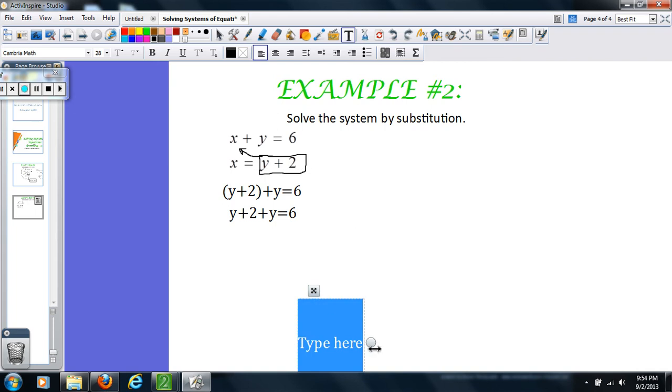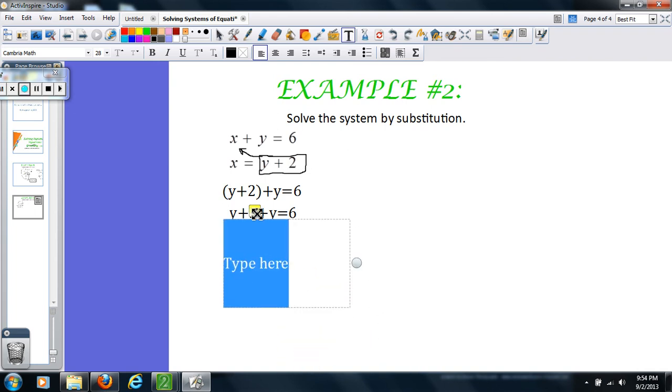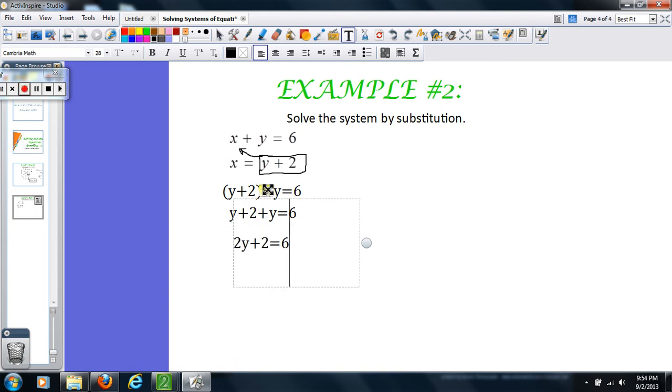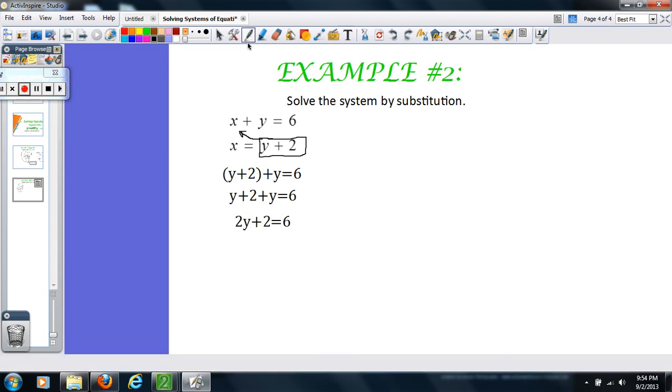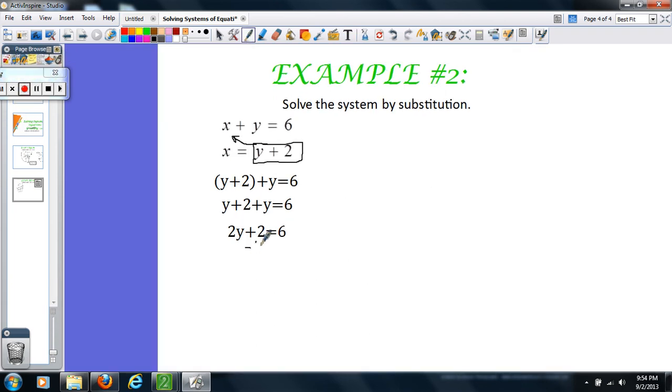And then from here, I can combine my like terms, which gives me 2y plus 2 equals 6. And now I have an equation which I can actually solve. So I'm going to subtract 2 from both sides. And I get 2y equals 4. And then I'm going to divide by 2. And I get y equals 2.